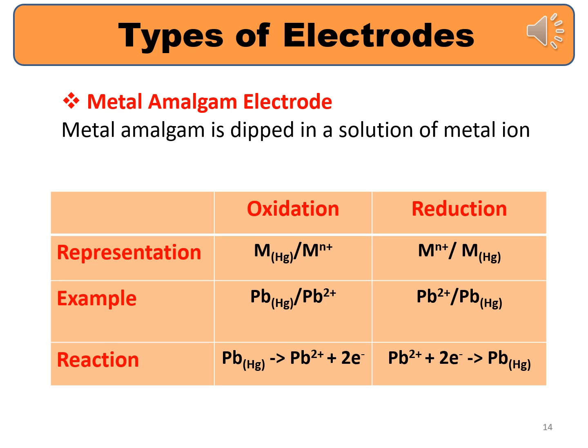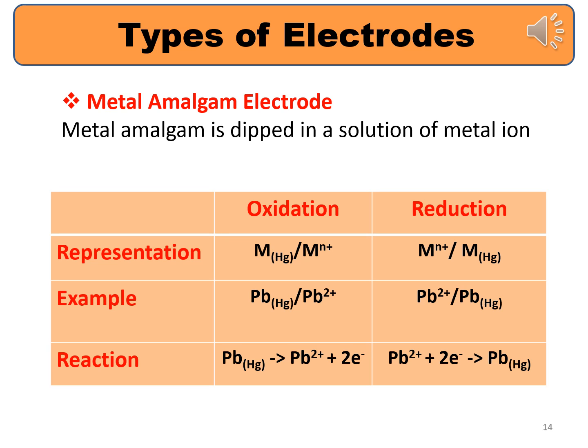The last type of electrode is the metal amalgam electrode. In this type, a metal amalgam is dipped in the solution of metal ion. For example, lead amalgam, when it is kept in contact with Pb2+ ion, forms a metal amalgam electrode. The general representation used here is, for oxidation, MHg/Mn+, where MHg denotes the metal amalgam and Mn+ denotes the metal ion.